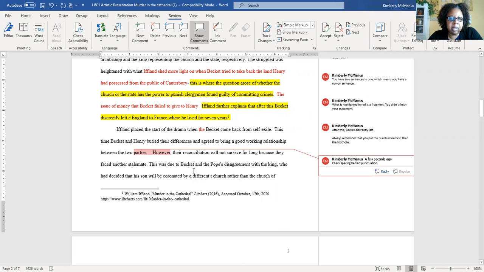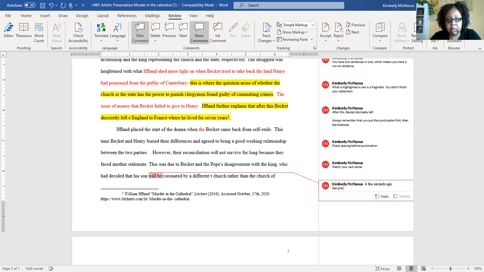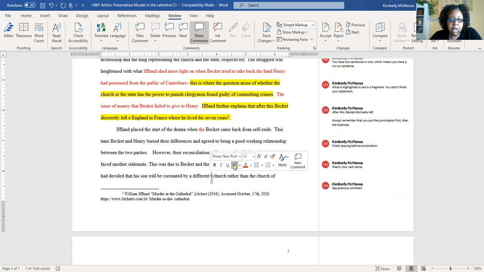However, their reconciliation will not survive. Will not survive. Watch your tense. For long, because they faced another stalemate. You see, now you have past tense. You see what I'm talking about? Again, be consistent. This is due to Becket and the Pope's disagreement with the king, who had decided that a son will be, okay, once again, there is the wrong verb tense, okay?